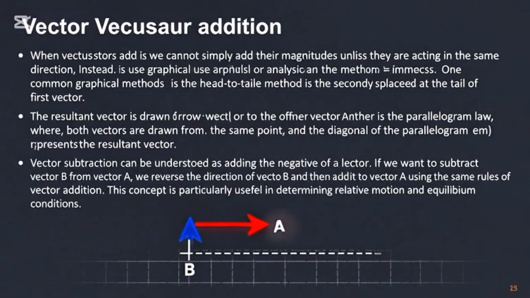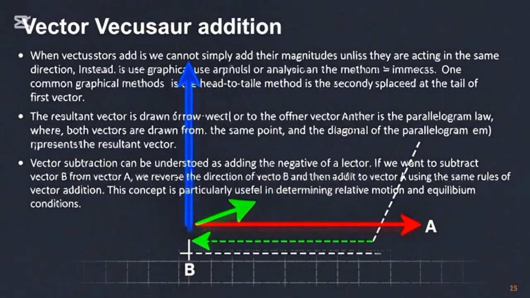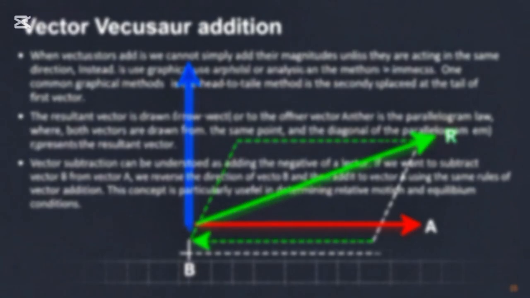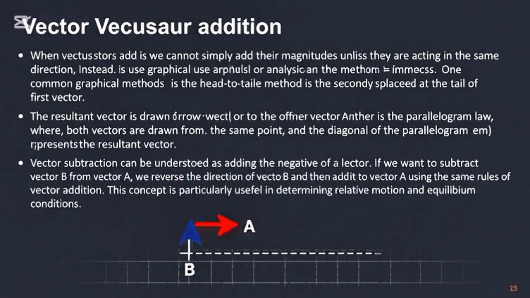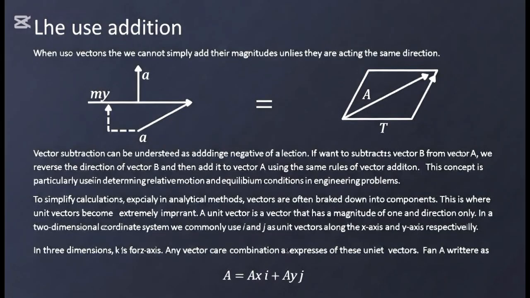To simplify calculations, especially in analytical methods, vectors are often broken down into components. This is where unit vectors become extremely important. A unit vector is a vector that has a magnitude of 1 and indicates direction only. In a two-dimensional coordinate system, we commonly use i and j as unit vectors along the x-axis and y-axis respectively. In 3 dimensions, k is used for the z-axis. Any vector can be expressed as a combination of these unit vectors.